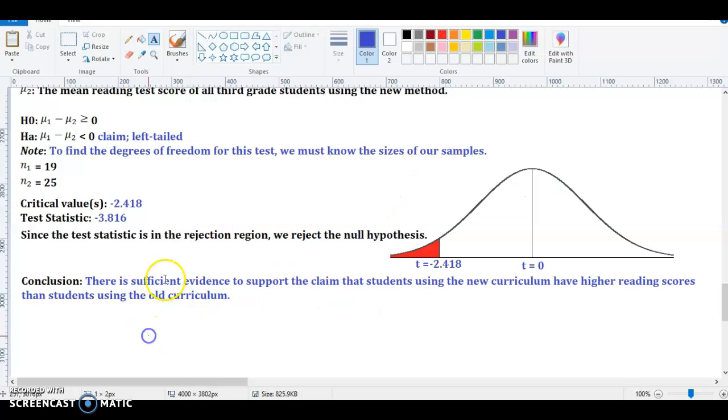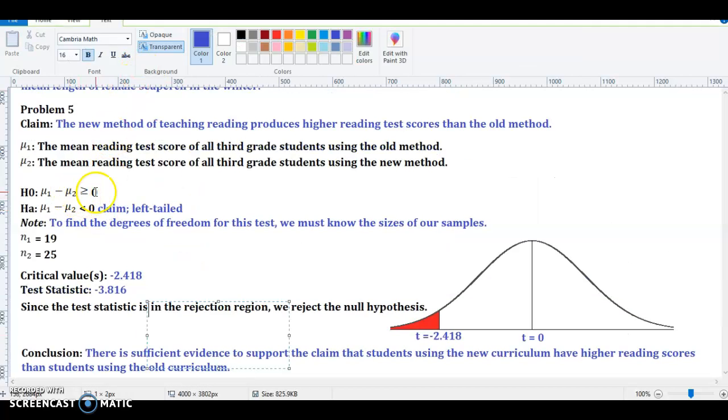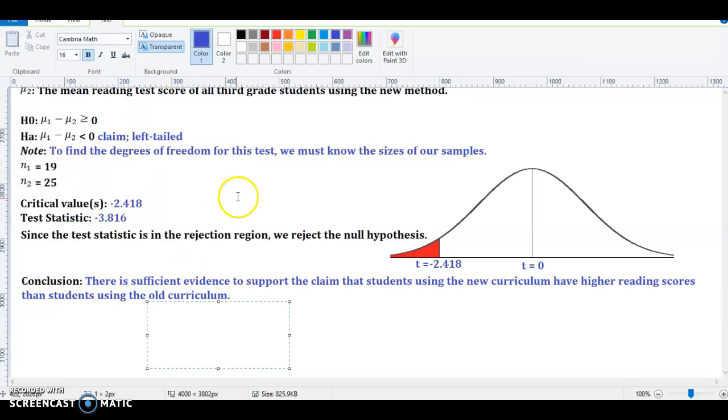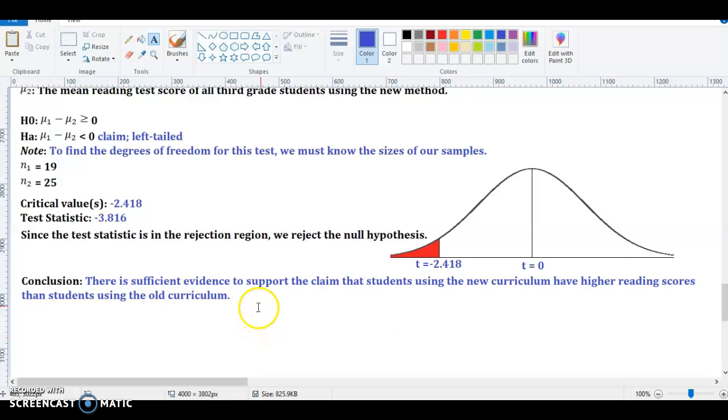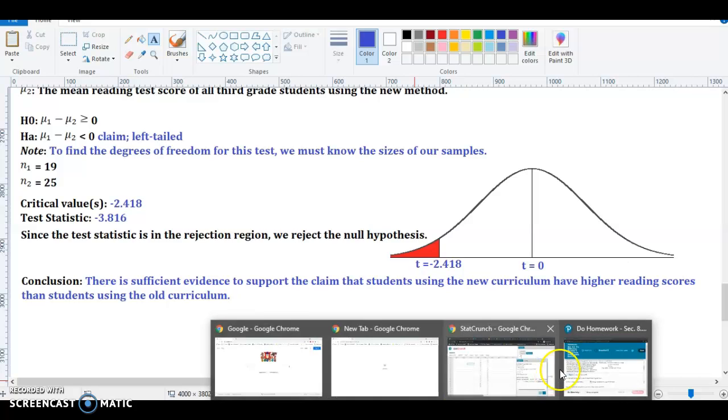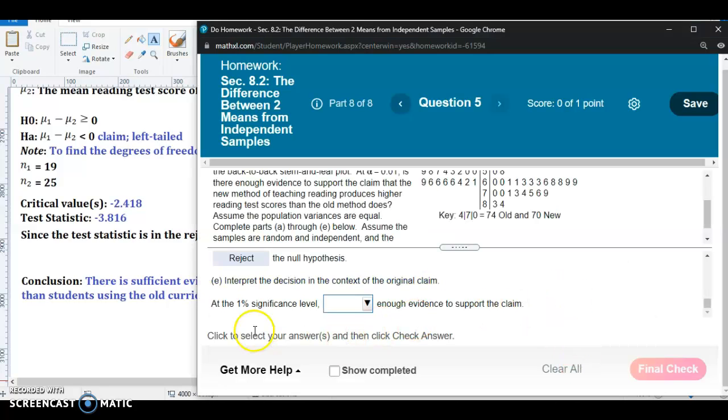Okay, so since we rejected the null hypothesis in favor of the alternative, we would say that there is sufficient evidence to support the claim that students using the new curriculum have higher reading scores than students using the old curriculum. Something along those lines will be the conclusion we want to select. So at the 1% level of significance, there is enough evidence to support that claim.